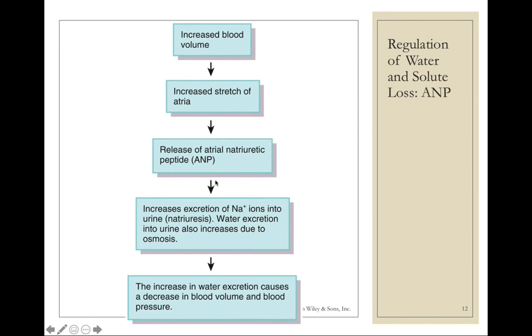When atrial natriuretic peptide is released, that's going to actually lead to more sodium secretion. And therefore, if more sodium is moving into the renal tubule, that's going to take more water into the renal tubule as well. This ultimately leads to a decrease in blood volume and a decrease in blood pressure. We want to remember that it was the increase in blood volume that led to ANP release in the first place. So if blood volume goes too high, we release ANP, and that's eventually going to help us to decrease blood volume and in turn decrease blood pressure too.